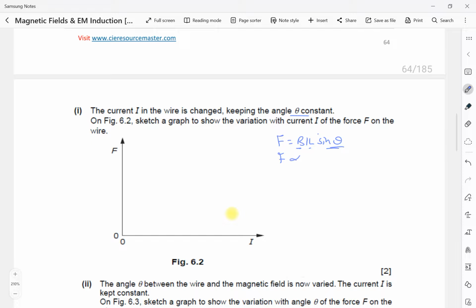So it means that F is going to be directly proportional to the current. And therefore, as I increases, F is going to increase. So this is going to give us a straight line with a positive gradient, if F is proportional to I, since B, L, and theta are constants. It means when I is 0, F is 0. When I increases, F increases. So this is going to be a straight line through the origin.